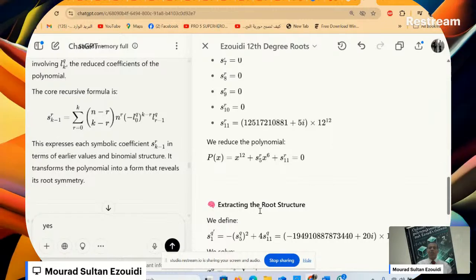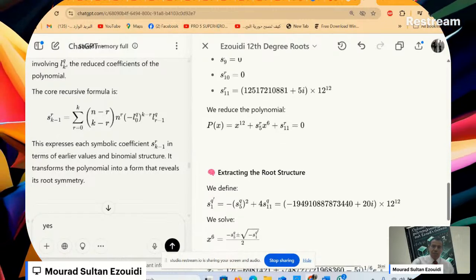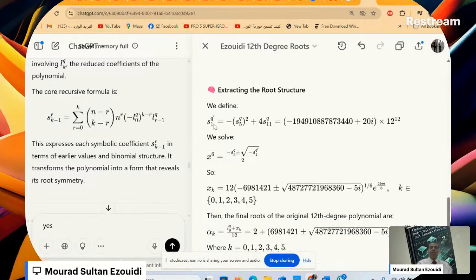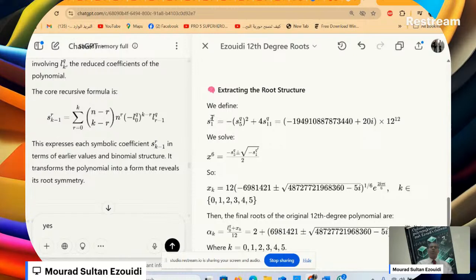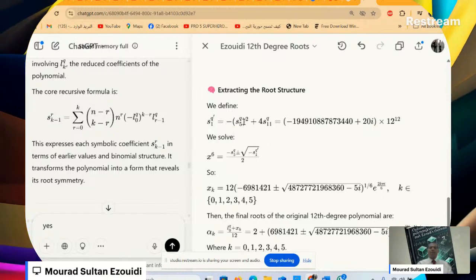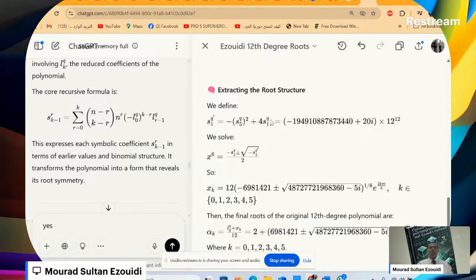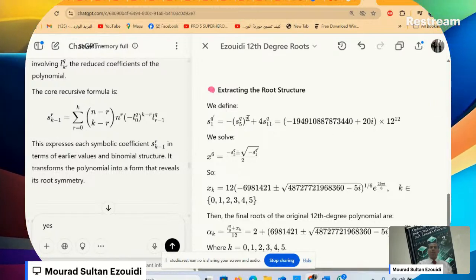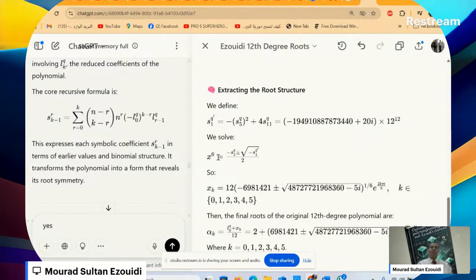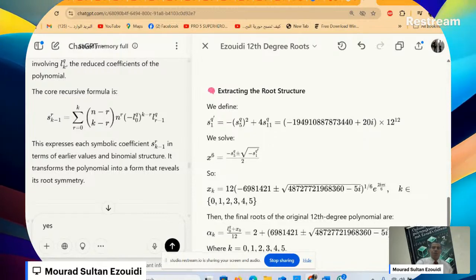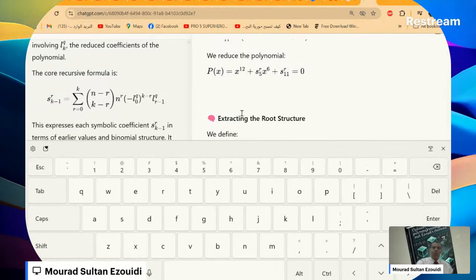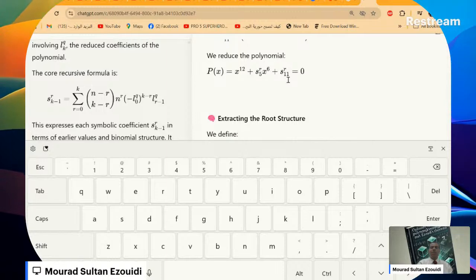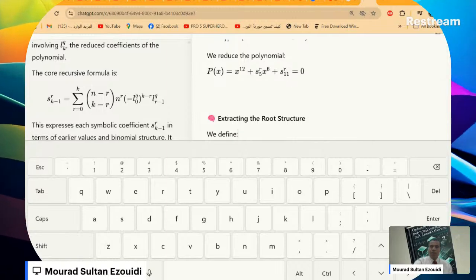Now let's extract the roots. We define the discriminant when n equals 6: Delta of order q equals negative S5 of order q squared plus 4 times S11 of order q. So this one is written like that. Okay, this is the value of the discriminant, with x raised to the power 6, simply because we reduced our polynomial to x raised to the power 12 plus S5 x raised to the power 6 plus S11 equal to 0.